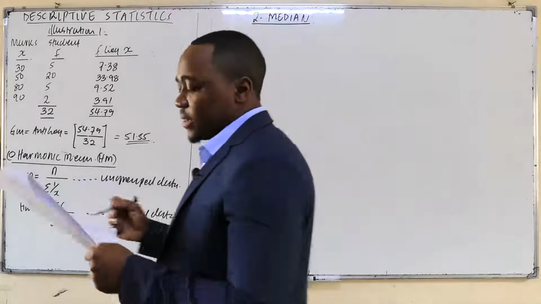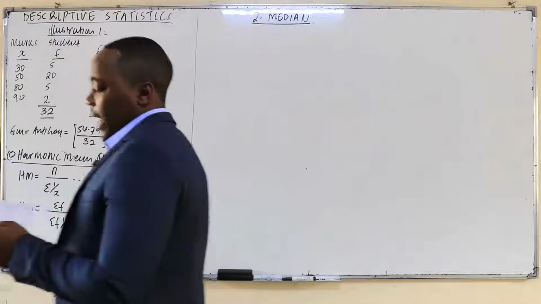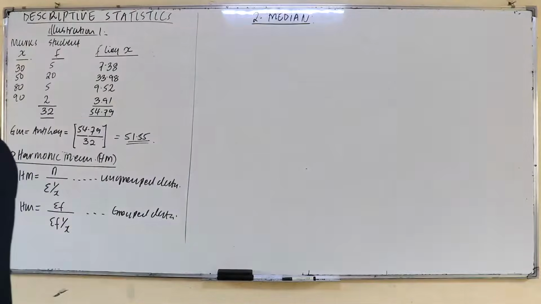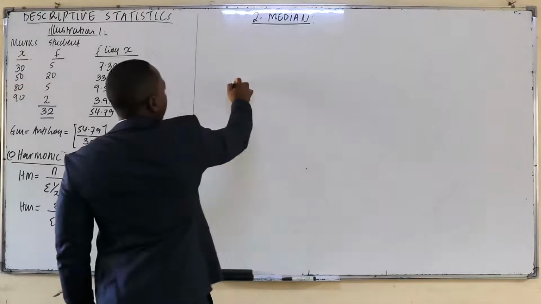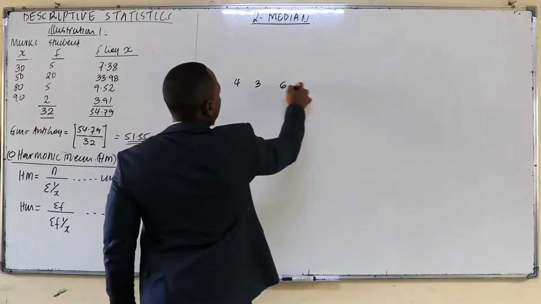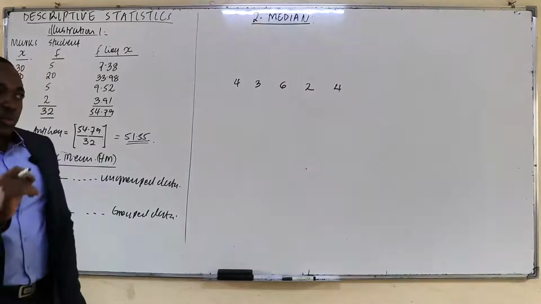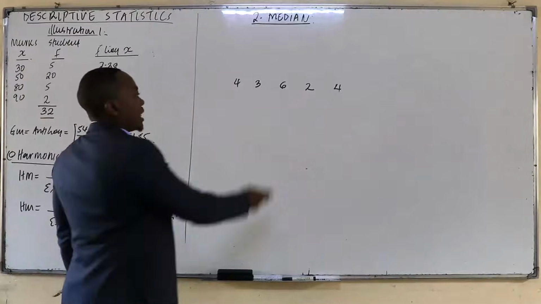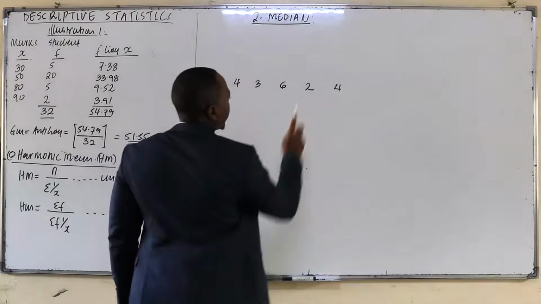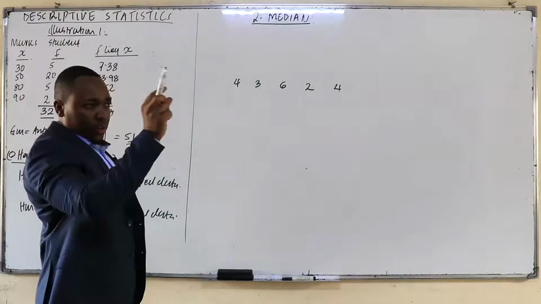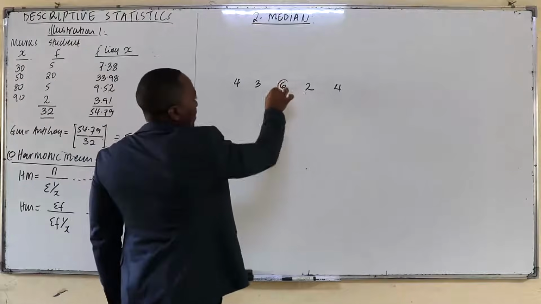So when the data is ungrouped and the number of items is odd, this is what I mean. For example, we have 4, 3, 6, 2, 4. In this case, we want to determine the median. 1, 2, 3, 4, 5. The median is the one iko katikati. In this case, it will be 6.